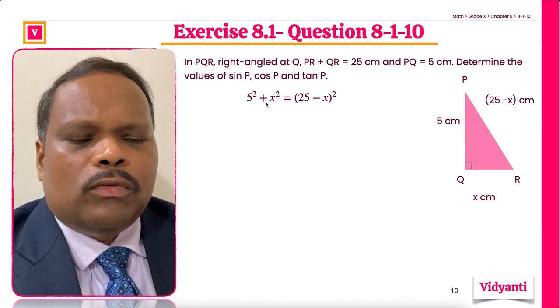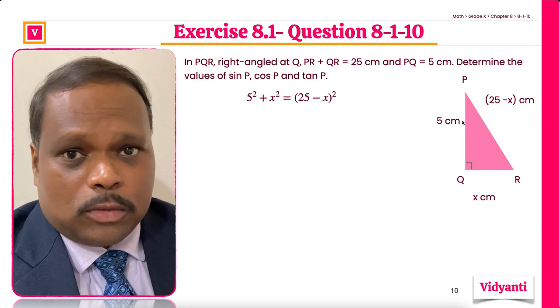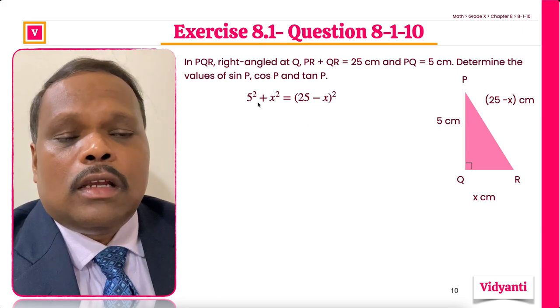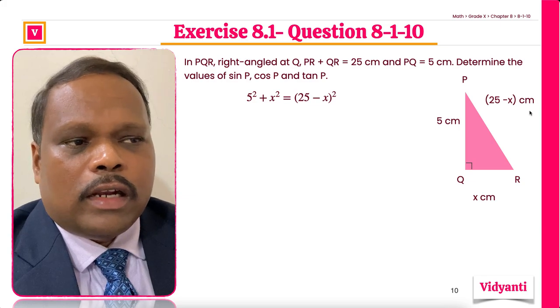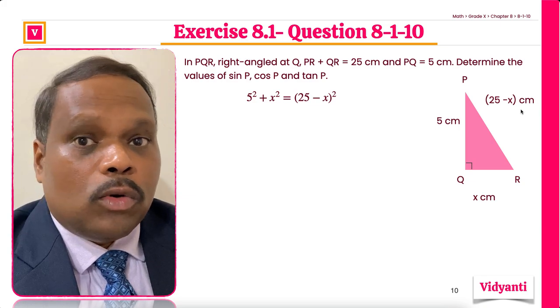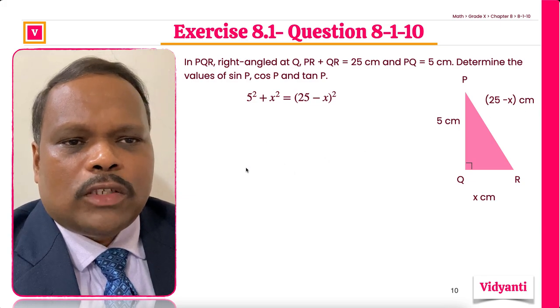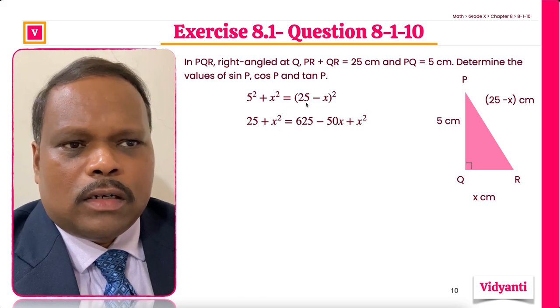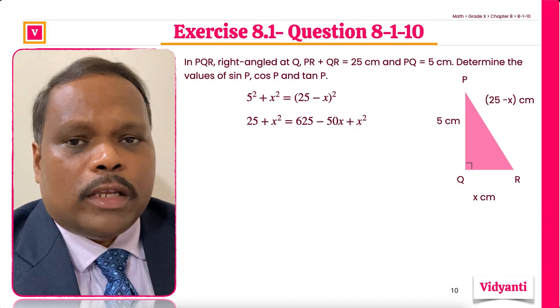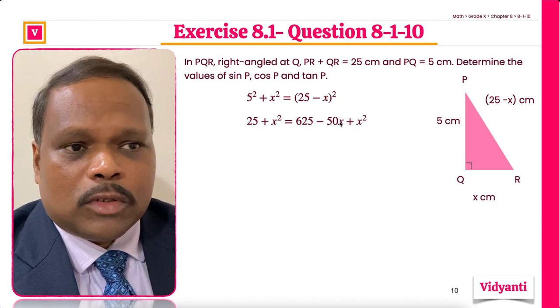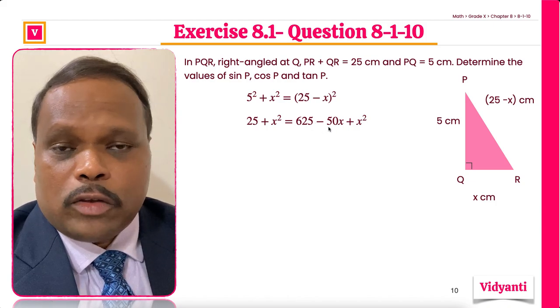So now we know that this is a right angle triangle, so Pythagoras theorem should be valid. So 5 square, which is this side, plus x square, which is this side, will come out to be 25 minus x, the whole bracket square. 5 square is 25, x square is x square, and 25 minus x, the whole bracket square. We will use the formula of a minus b, the whole bracket square, that is first term square, last term square, and minus twice of their product.